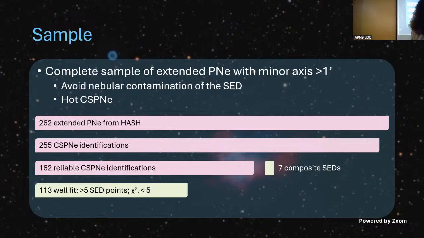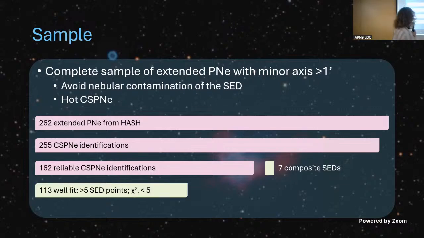So we've taken the complete sample of extended objects, of which there are 262 true PN in HASH which fulfill that criteria. Of those, we're able to identify a CSPN for 255. But relating to the problem that Quentin discussed earlier, we find that a lot of those CSPN identifications are at least a little spurious. And so we've got 162 which we're actually fully confident in, plus 7 where we find that the SED looks composite, and I'll return to that later.